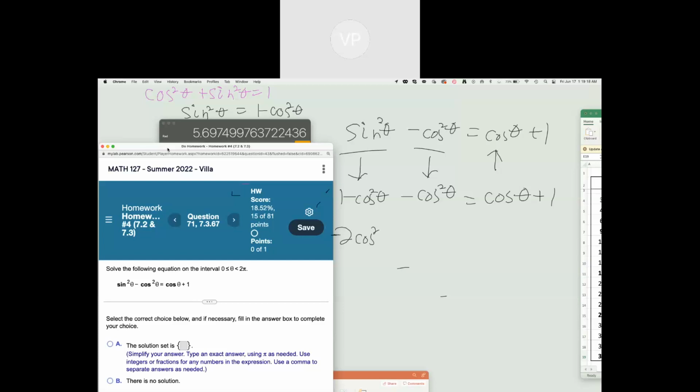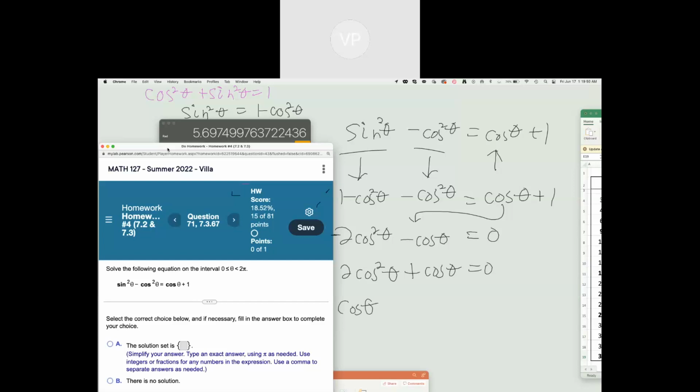So now I'm going to clean things up. I get negative 2 cosine squared. Move the cosine over, that's a negative cosine. Move the other one over, and they actually cancel, so we get just a 0. I can divide everybody by negative 1 if I want, just to give me that first term being positive. Makes it easier to factor is how I look at it. As long as it's an equation and you do it to every term, you're going to be fine.